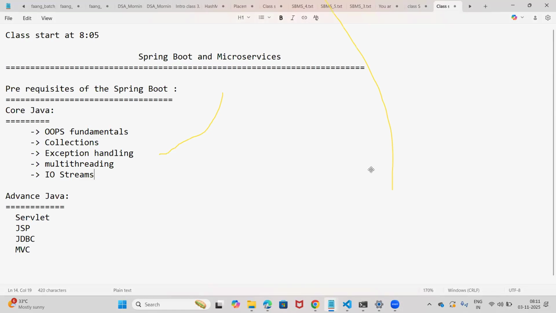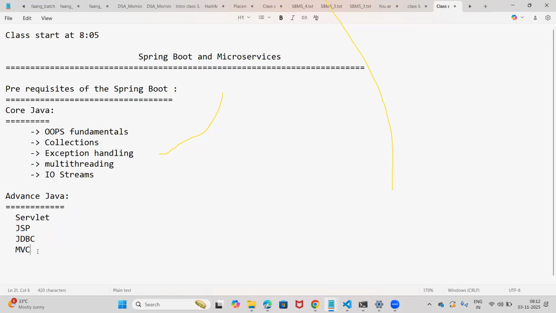Right, guys. So these are the technologies introduced by Sun Microsystems under J2EE, but these are not mandatory to learn before Spring Boot. If you know them, that is fair enough. If you don't know, that's okay, guys. I will explain Spring Boot in such a way that there is no need of these things. Clear? Right, guys.